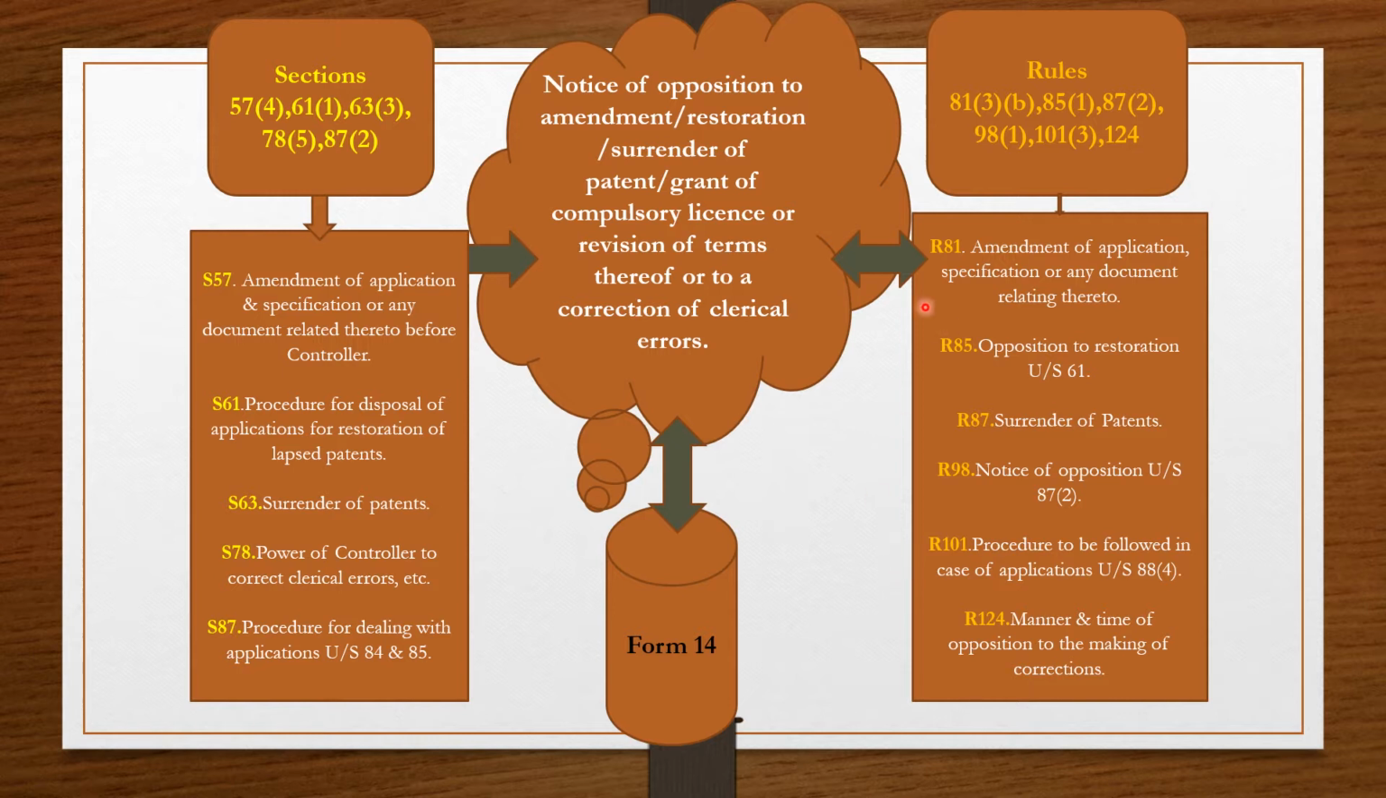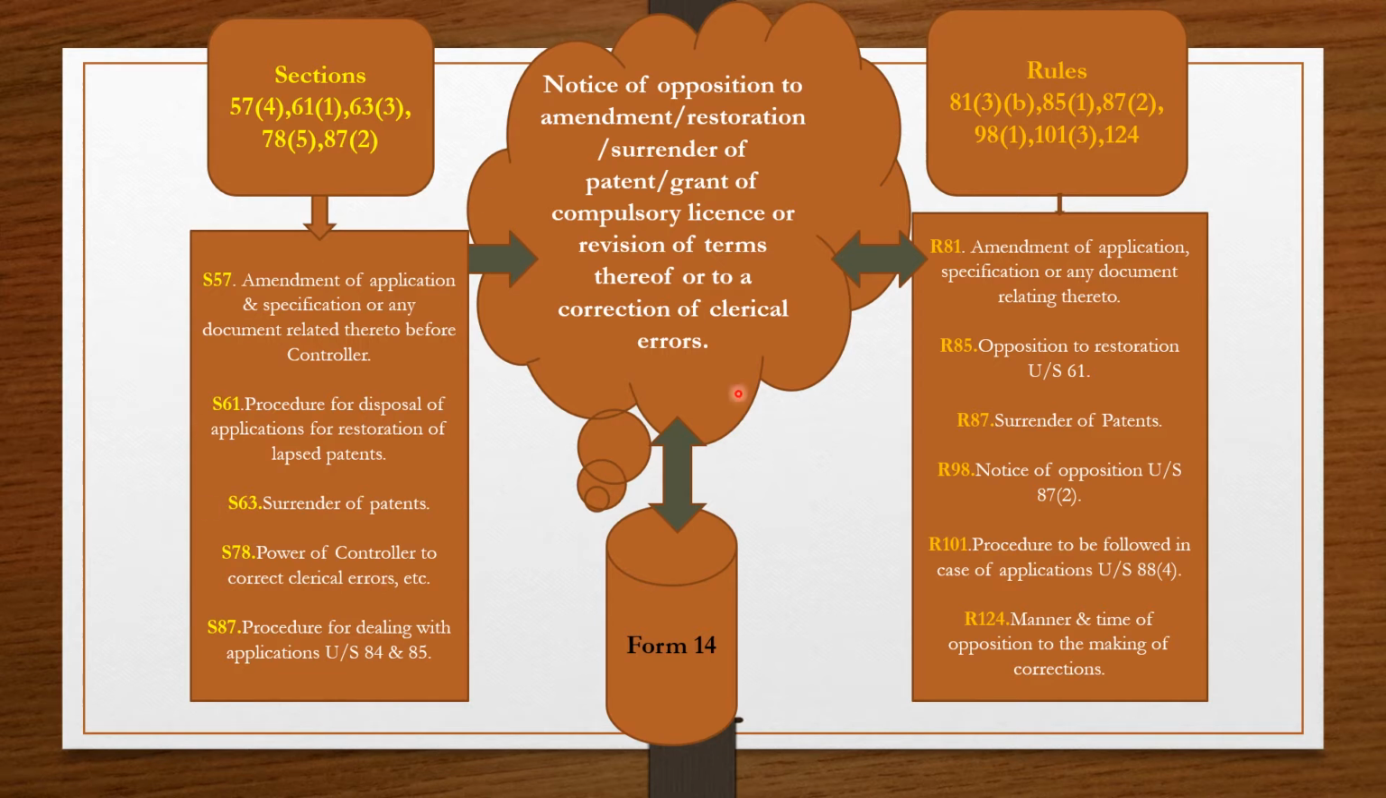The related rules we will discuss briefly. Rule 81 says amendment of application specification or any document relating thereto. Rule 85 says opposition to restoration under section 61. Rule 87 is surrender of patents. Rule 98 is notice of opposition under section 87 subsection 2. Rule 101 is procedure to be followed in case of application under section 88 subsection 4. Rule 124 is manner and time of opposition to the making of corrections.